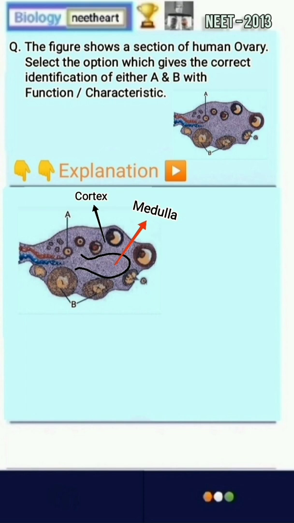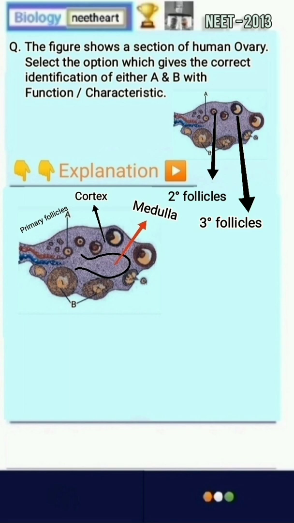So this structure A is a primary follicle because it is surrounded by only a single layer of follicular cells. This primary follicle further develops into a secondary follicle, which is characterized by a greater number of follicular cells and the formation of theca. Now in the secondary follicle a cavity forms, making it a tertiary follicle. Now the tertiary follicle matures to make the Graafian follicle.